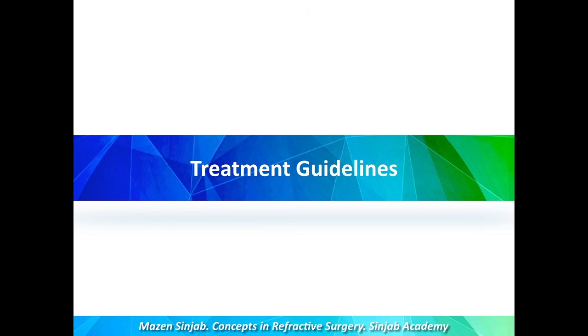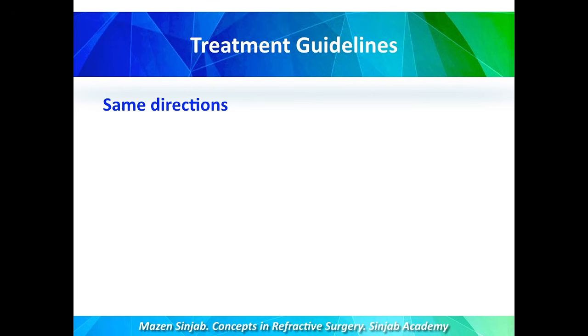Treatment guidelines. Although you have seen a lot of probabilities and you may have been confused by them, you will find the case is very easy and very simple, because all of these probabilities are ruled by 3 guidelines. In the same direction subclassification, there are 2 rules.